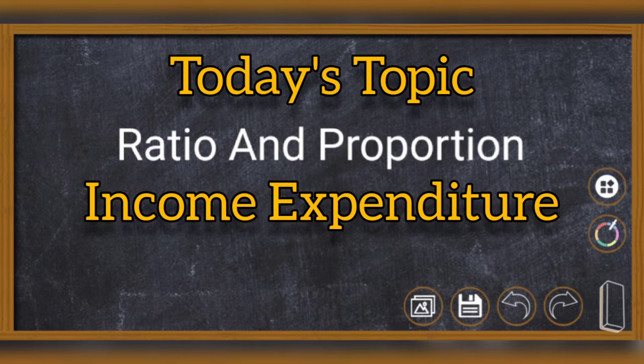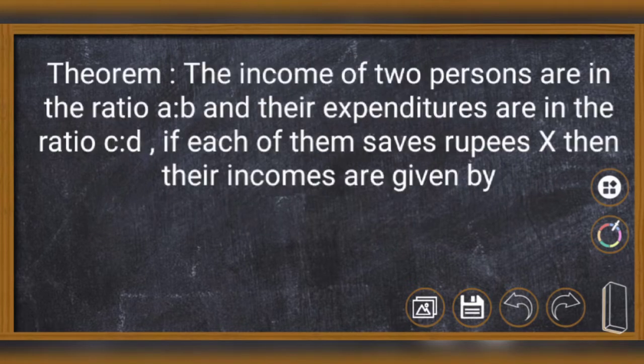Today we are going to discuss a topic in ratio and proportion. That is a topic that is included in every exam: income and expenditure. In this question, the ratio of the income and expenditure will be given, and the amount they save will also be given. We have to find what their income or their expenditure is.